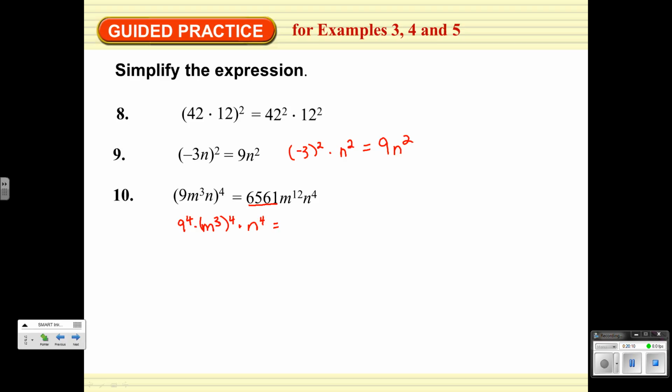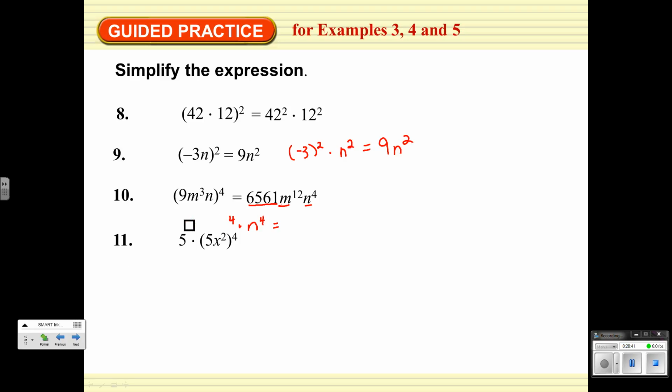Now, I don't have any bases now that are the same. In the example we had x's. The base was x. They're the same. This is an m and this is an n. Different bases, so I just leave it just like this. I can just leave it like that. I cannot put the m and the n together and make it mn to the 16th. We can't do that because I have a bunch of m's and a bunch of n's, and they're different bases.